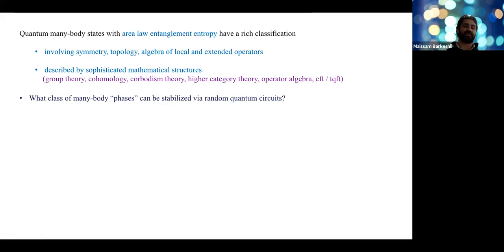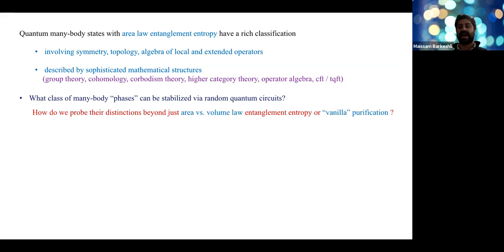So here you can similarly ask what class of many-body phases can be stabilized via these random quantum circuits, and how would we probe their distinctions beyond just area law versus volume law entanglement entropy, or via this vanilla purification dynamics that I described a few slides ago, where you just ask, does it purify or does it not purify?